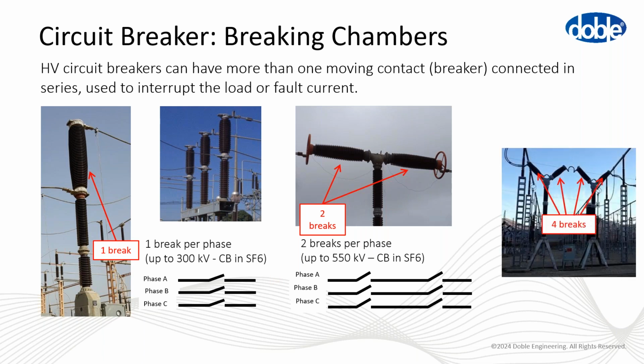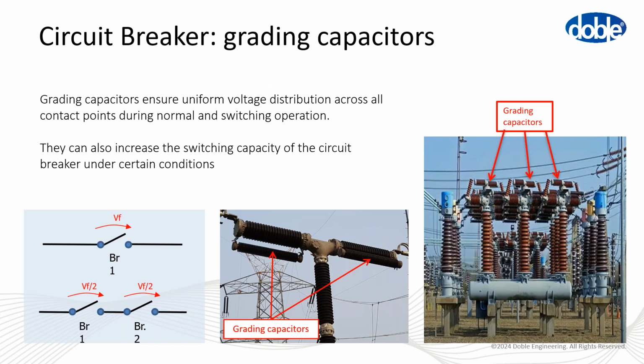Also, for higher voltage, we can have more than 2: 4, 6, 8. The purpose of these chambers, as you can see down here, is to divide the fault voltage between more components. If you have only one, all the fault voltage and fault current will be interrupted by only one element. If you have more than one, the voltage is divided by the number of chambers that you have. So the single element must sustain a lower voltage in this case.